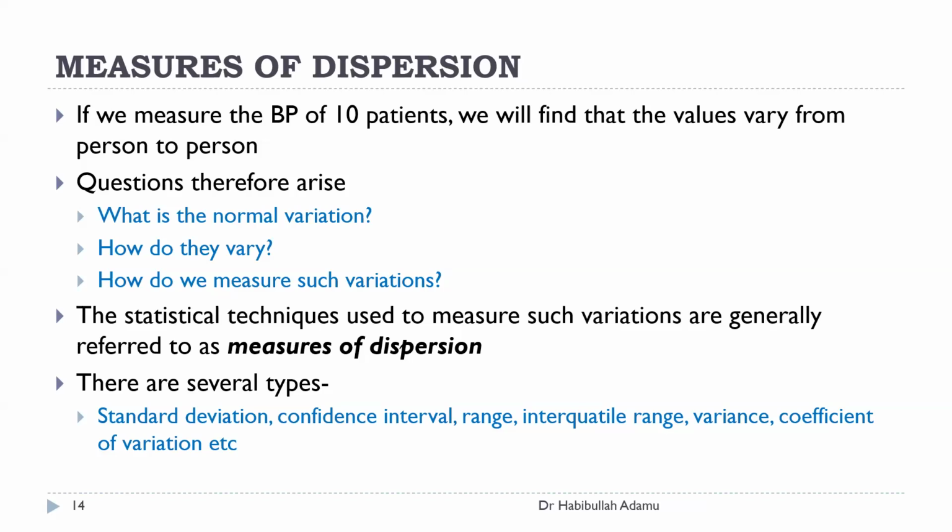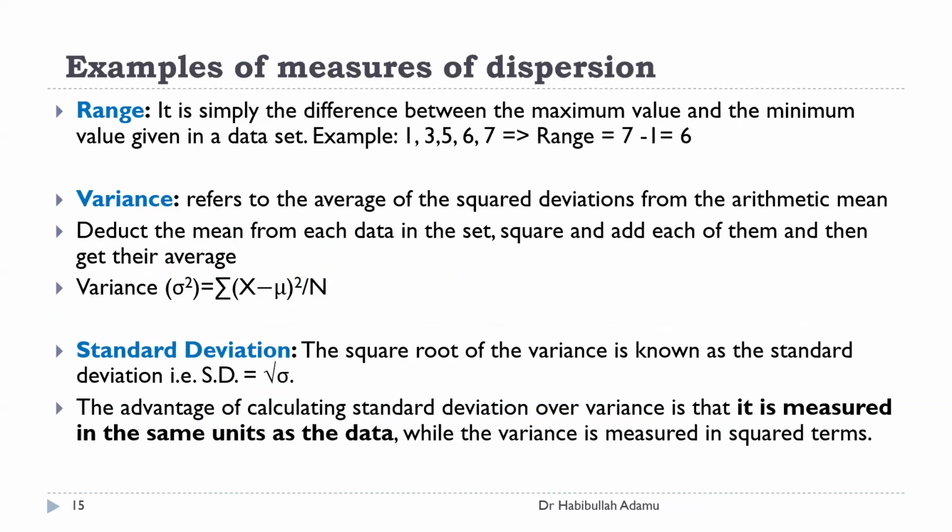So the methods and the techniques that are used in measuring variation in statistics are what is referred to as measures of dispersion. And there are different types. We have standard deviation, confidence interval, range, interquartile range, variance, coefficient of variation, and so on and so forth. Each of them is used in different scenarios. So we are going to look at the application of at least some of them, if not all. Range is simply the difference between the maximum value and the minimum value in a data set. This one we will not dwell so much on.